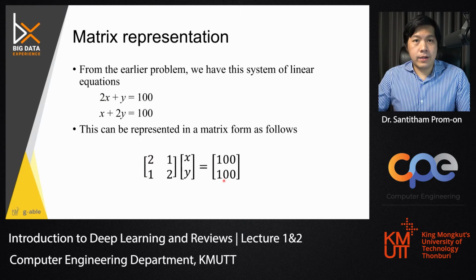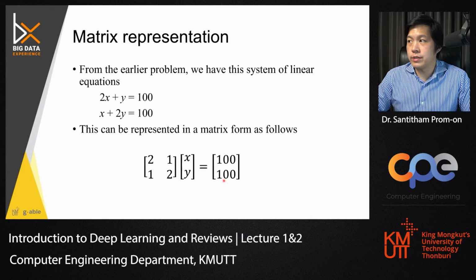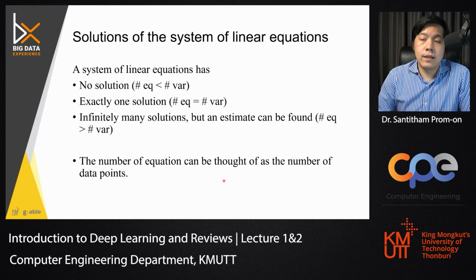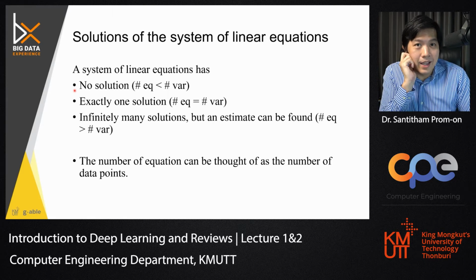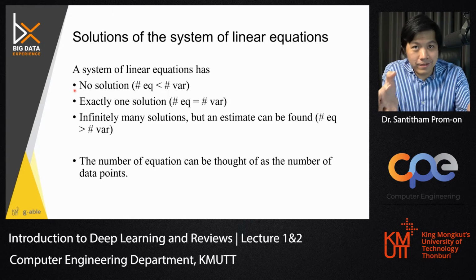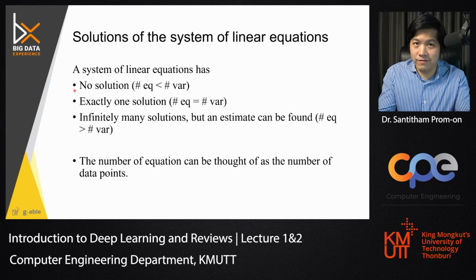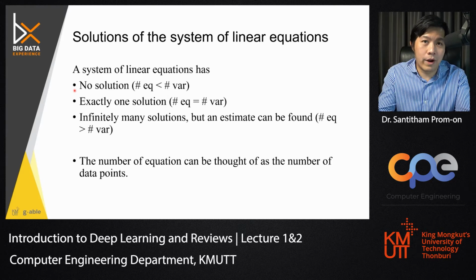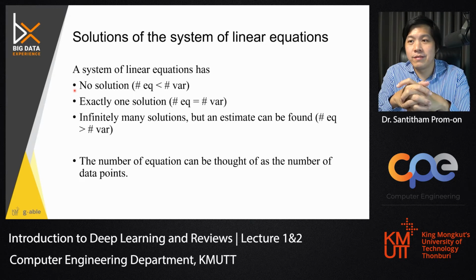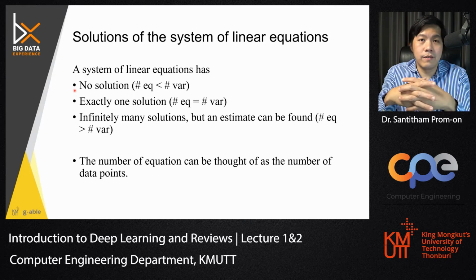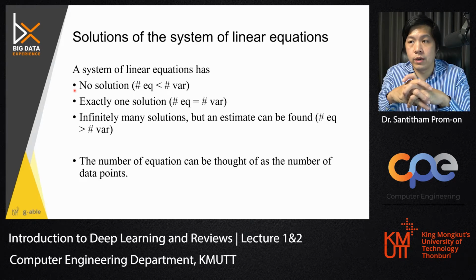Now you can have different types of solutions. You can have no solution at all if your equations are fewer than variables. Okay, so remember this, because if you build your model and you have very few samples but a lot of variables, you can expect to get into trouble here, right? So no solution if you have less data, fewer equations than the unknown variables.